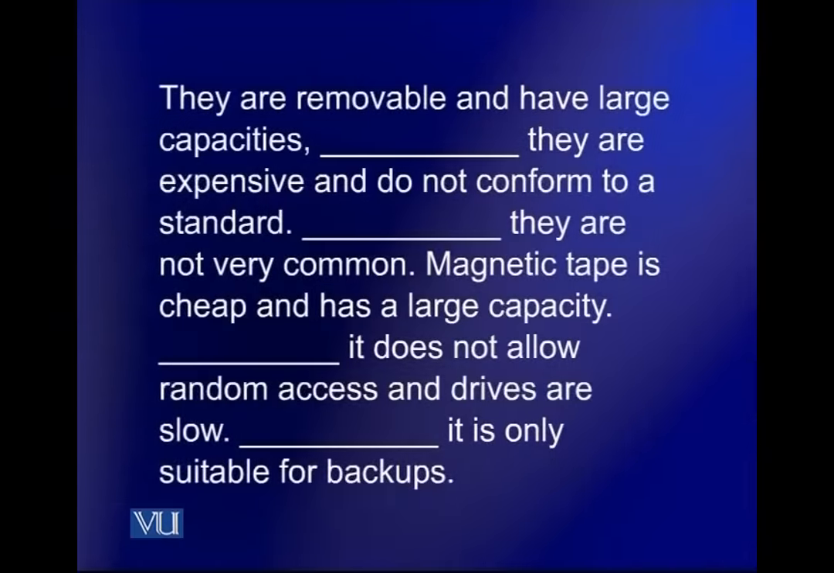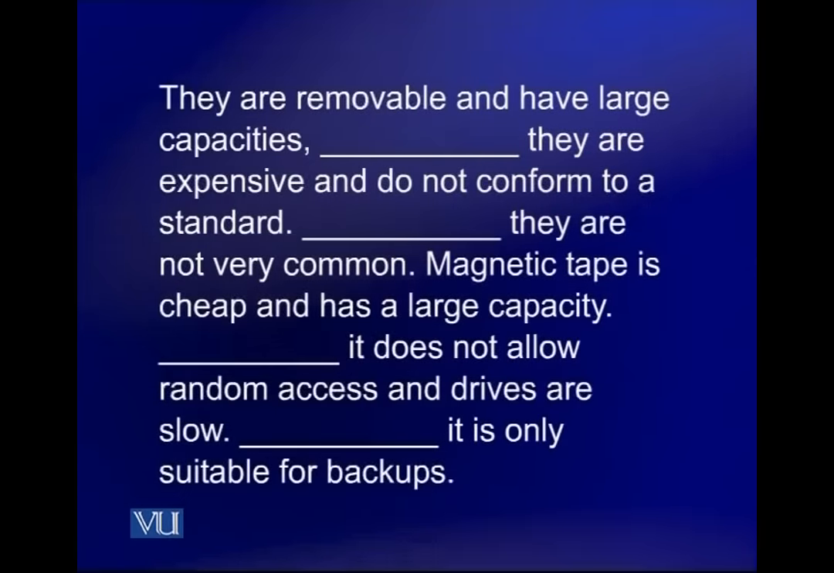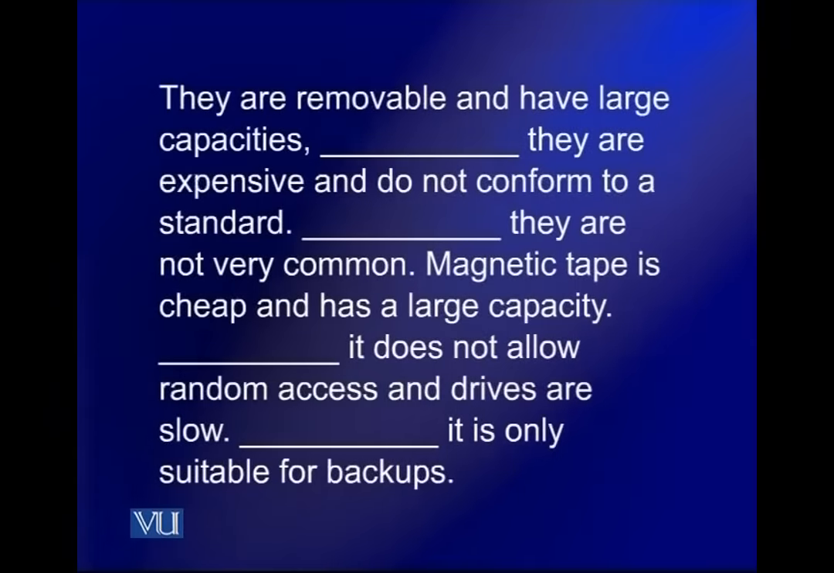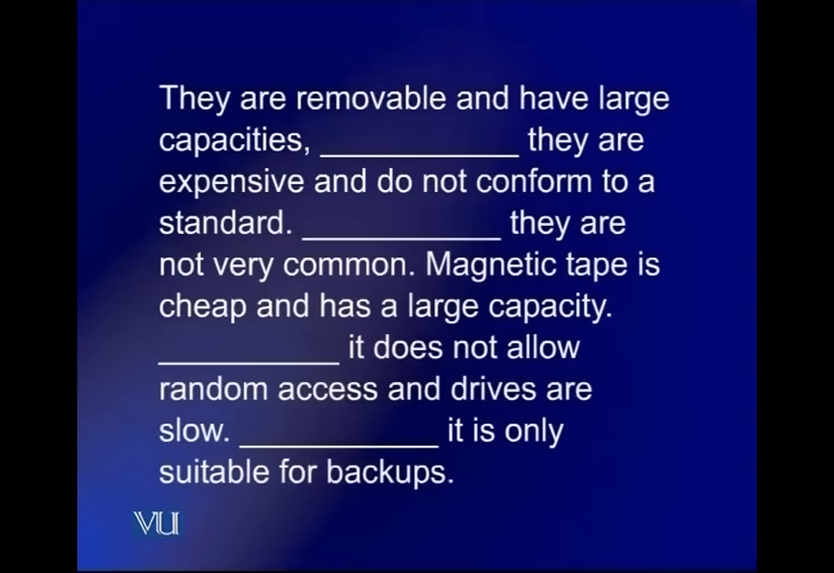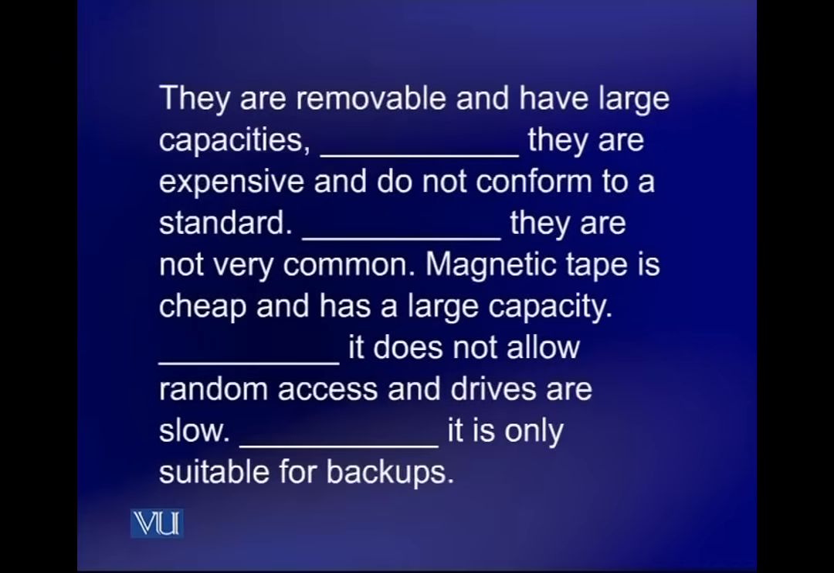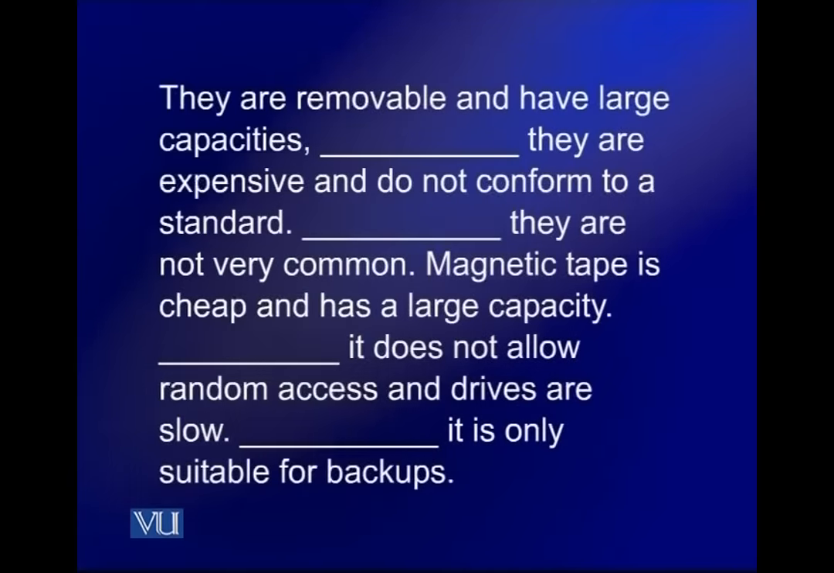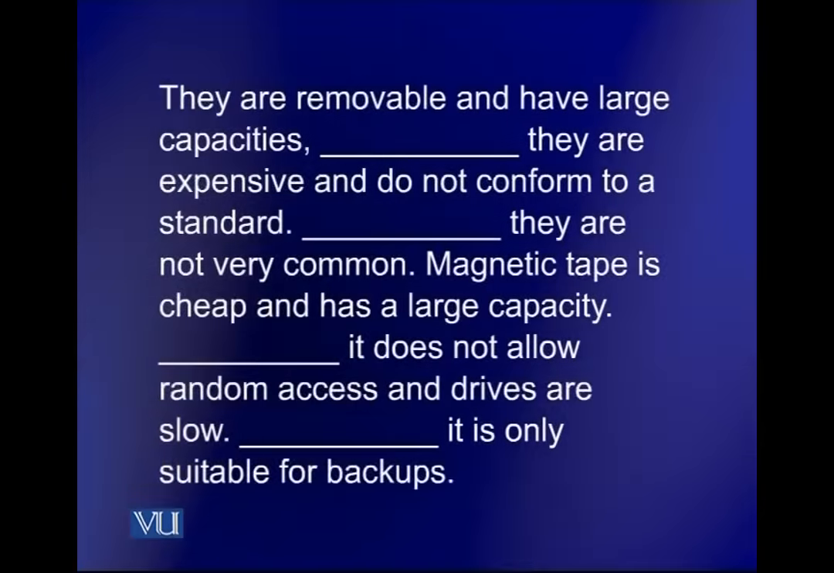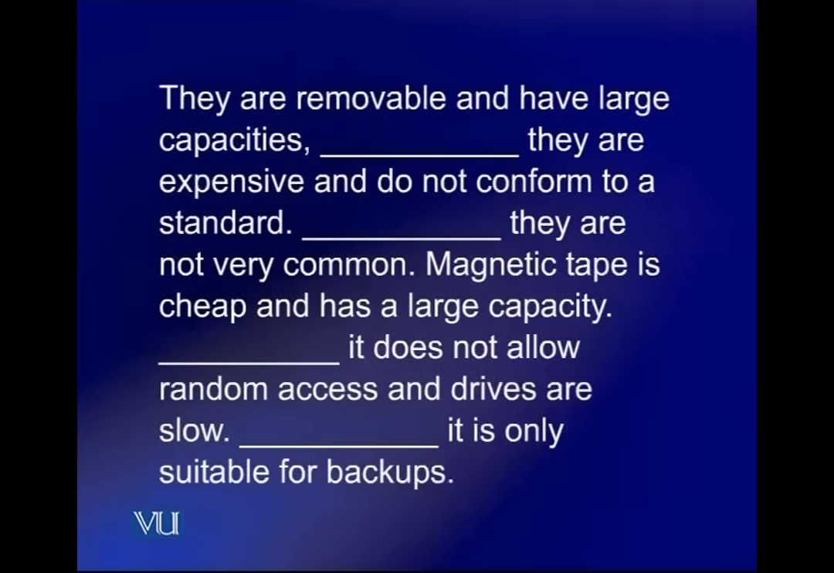Magnetic tape is cheap and has a large capacity. Dash, it does not allow random access and drives are slow. Dash, it is only suitable for backups. Now, the first dash I have already supplied you with the word. The word is because. Because it does not allow random access and drives are slow, dash, it is only suitable for backups. The correct word would be, therefore, it is only suitable for backups.